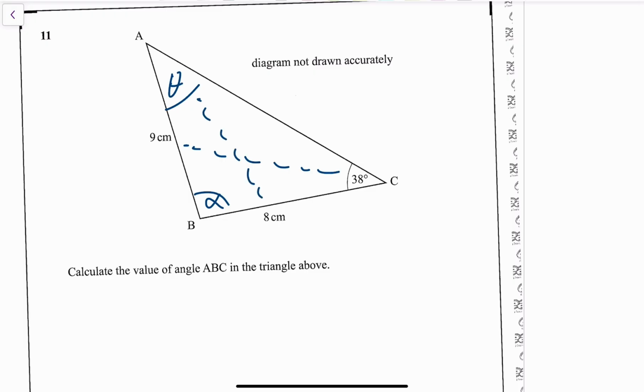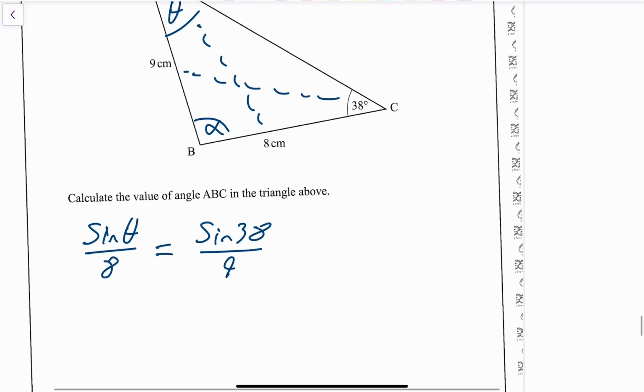So we use the sine rule to find theta. Once you find theta, you will know this angle. You'll know this angle. You can add them and take them away from 180 to find your alpha. So we're going to find theta first. So using the sine rule, sine theta over its opposite side of 8 is equal to sine of 38 over its opposite side, which is 9. Let's multiply across. Sine theta then is equal to 8 times sine of 38 all over 9.